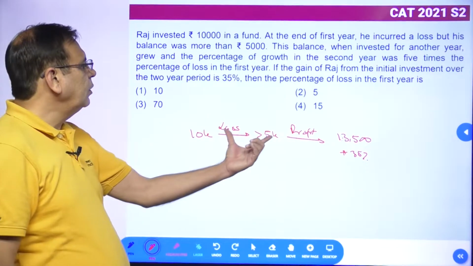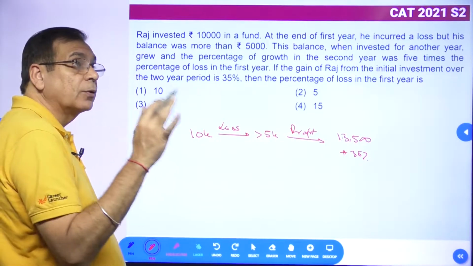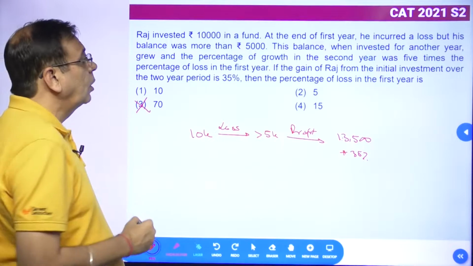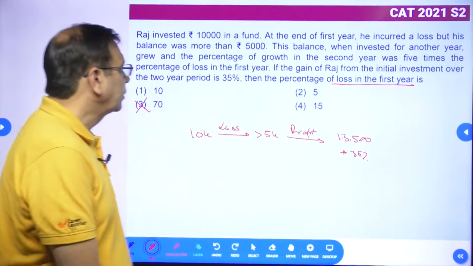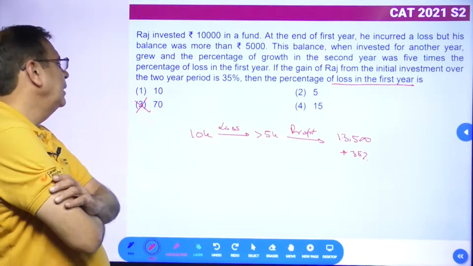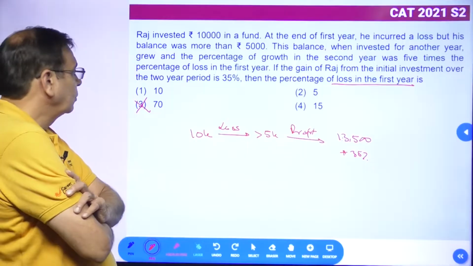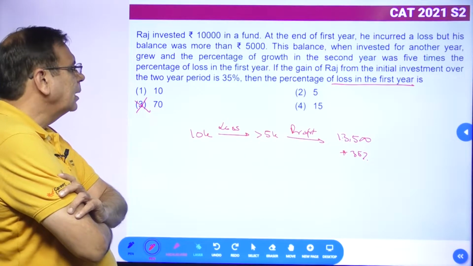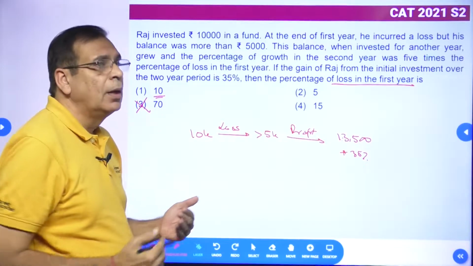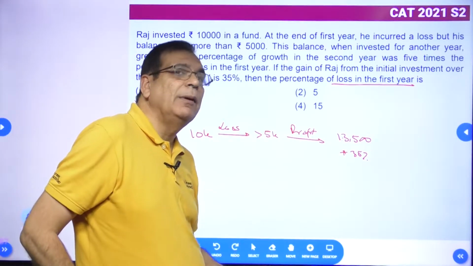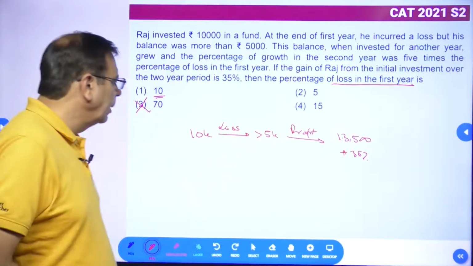First of all, since you'll be greater than 5,000, that means your loss will be less than 50%. Choice 3 is wrong because the percentage loss in the first year cannot be 70%. It has to be less than 50%. Out of the remaining 3 choices, which one should you check? The middle choice. Why the middle choice? Because if this is not the answer, it will tell me whether my answer is greater than 10% or less than 10%.